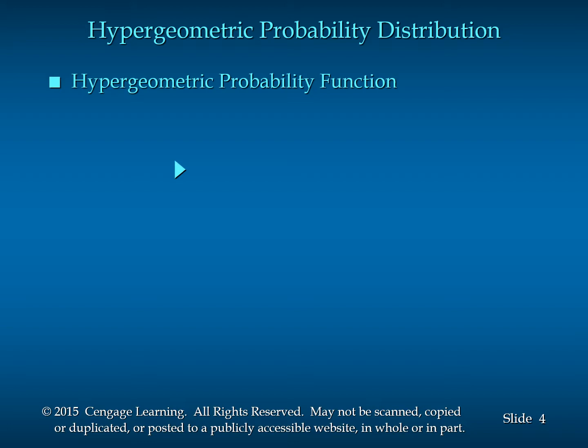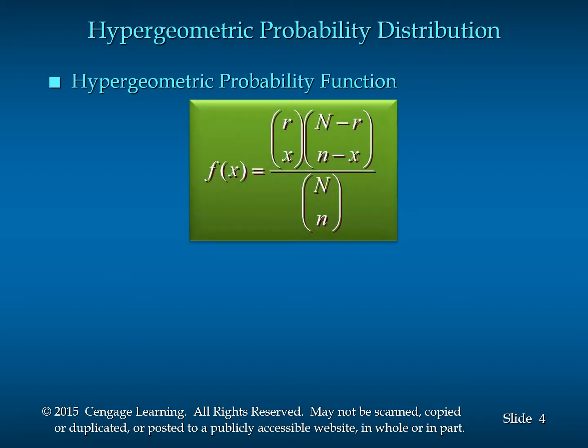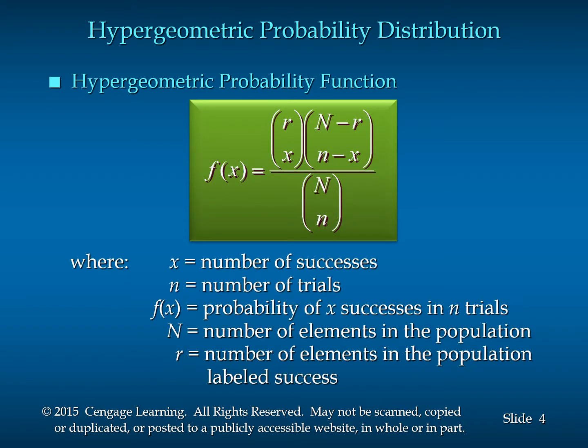The hypergeometric probability can be represented with a mathematical function. While it looks complicated, it's made up of something we have already learned, the combination formula. The input variables are defined here. Capital N is the number of elements in the original population. Small r is the number of successes in that original population. Small n is the number of trials, and x, again, is our variable of interest, the number of successes.